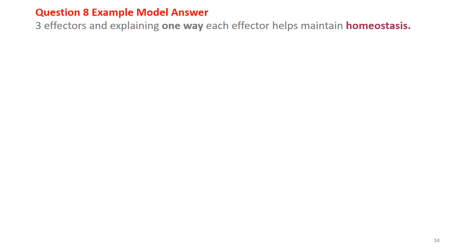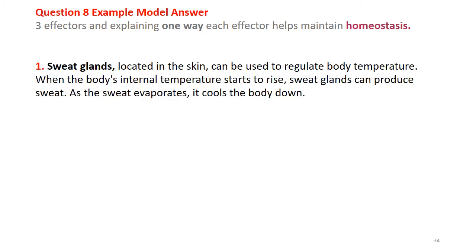So, question 8, this is the example model answer. Name three effectors and explain one way each effector helps maintain homeostasis. You could have used the sweat glands, which are located in the skin. They can be used to regulate body temperature. When the body's internal temperature starts to rise, sweat glands can produce sweat. As the sweat evaporates, it cools the body down.